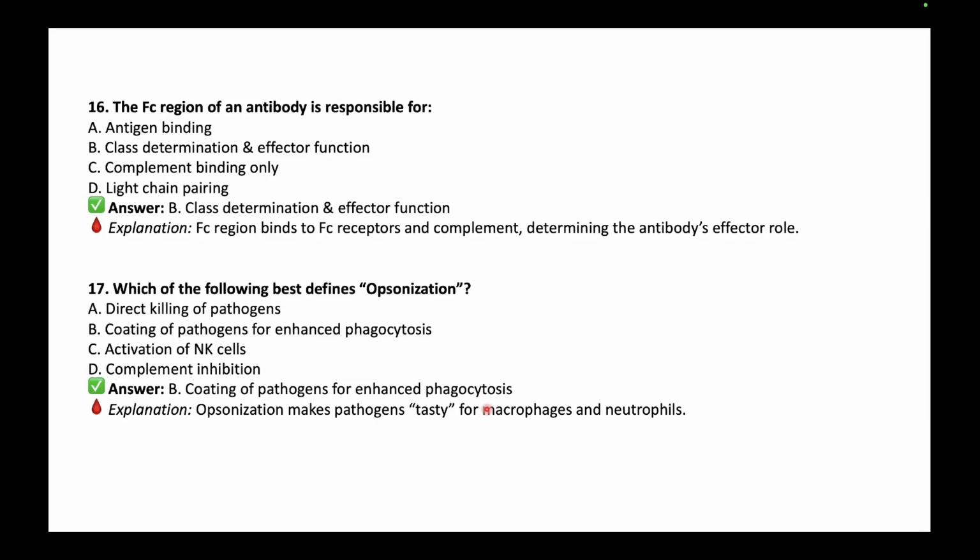The Fc region of an antibody is responsible for what? Okay, is it responsible for antigen binding? No, that is done by the Fab region. It is responsible for class determination and effector function. The Fc region binds to the Fc receptor and complement, and determines the antibody's effector function. Which of the following best defines opsonization? Opsonization is nothing but the coating of a pathogen for enhanced phagocytosis, in the pathway of complement activation.